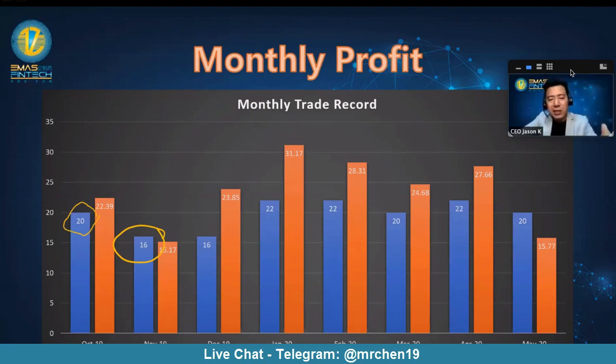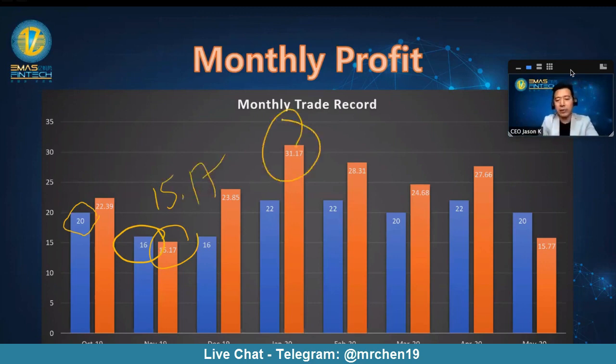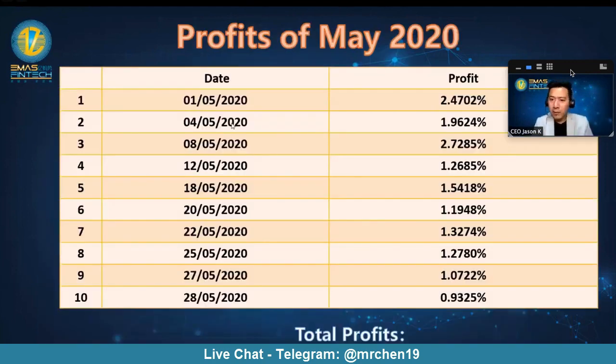We only execute the order when we have a PI above 200 BPS, meaning 2%. The lowest profit we had was in November, it's 15.17. The highest is in January. Whereas for May, from when we launched Emas Fintech, we traded a total of 10 times, and we have a profit of 15.77%.